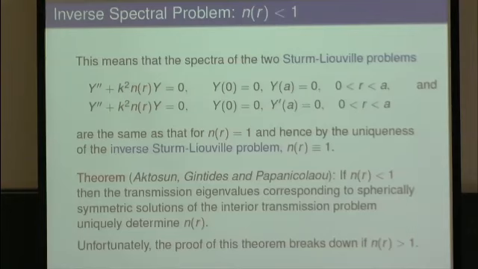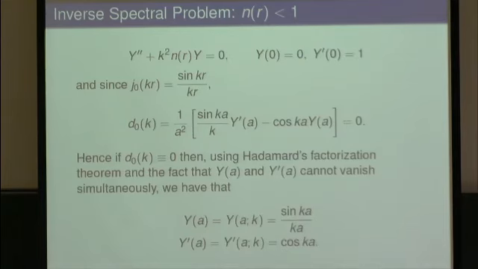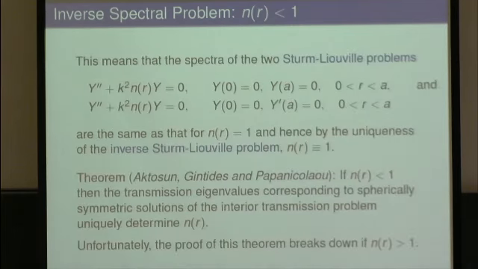If that's the case, that means the spectra of these two Sturm-Liouville problems right here are the same as that for n of r equals 1. Because if you look back here, we have the y of a and y prime of a are the same as the data for the spectral problem for n of r equals 1, and therefore, by uniqueness of the inverse Sturm-Liouville problem, n of r equals 1.